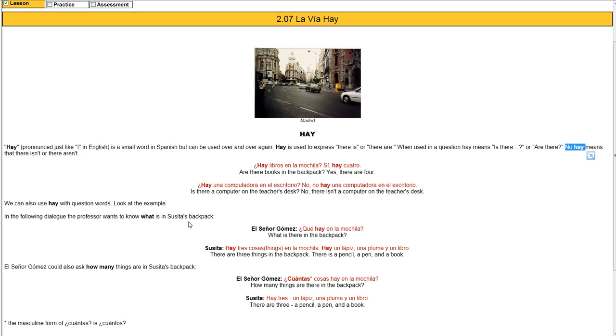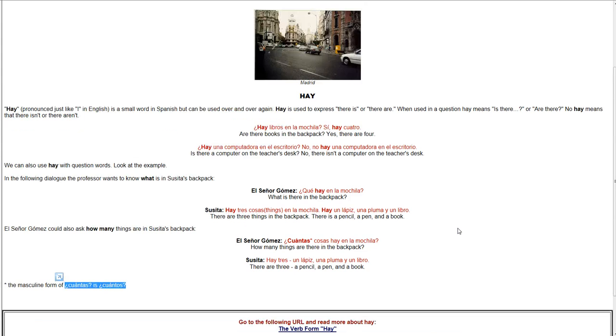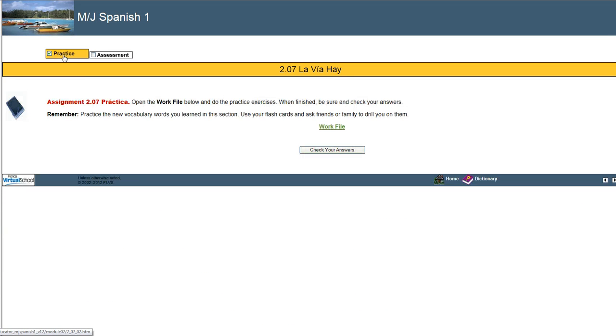You want to make sure that you read all these sentences very carefully and look at the examples. Remember, your assignments are always going to reflect or look very similar to what you do in the lesson. So here, notice there is also cuántos or cuántas, another question word. So cuántas cosas hay, how many things are there, or cuántos, meaning how much or how many. So that is the main concept for 2.07.